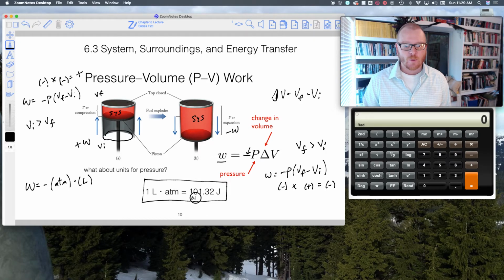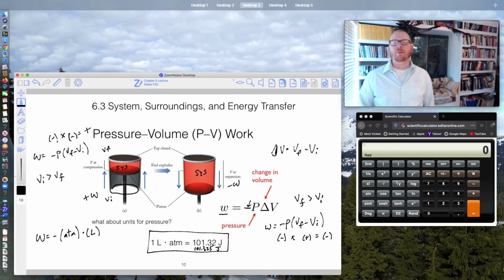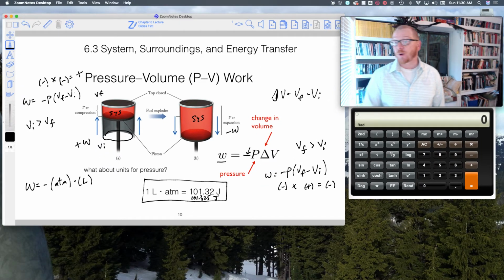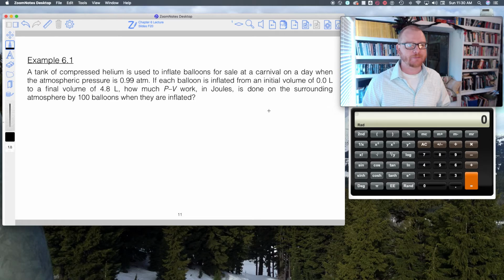It's actually 101.325 joules. Those of you that remember the Pascal unit from gas laws might recognize that number. That's where it comes from. It comes from the definition of a Pascal. But you don't have to know that as long as you know how to use the conversion, okay? So let's do one sample problem, and then that'll be good for this lecture, okay?